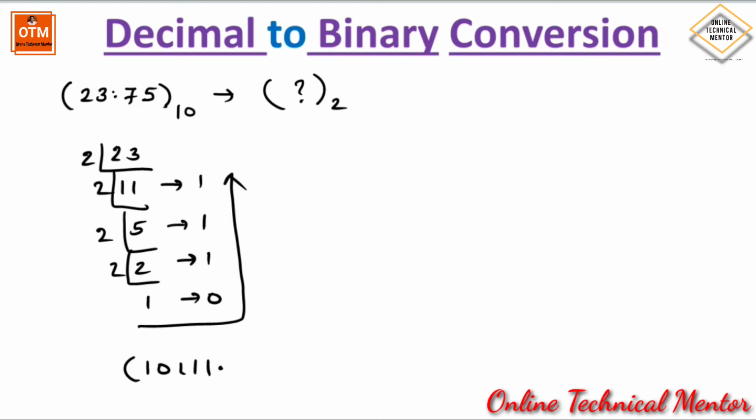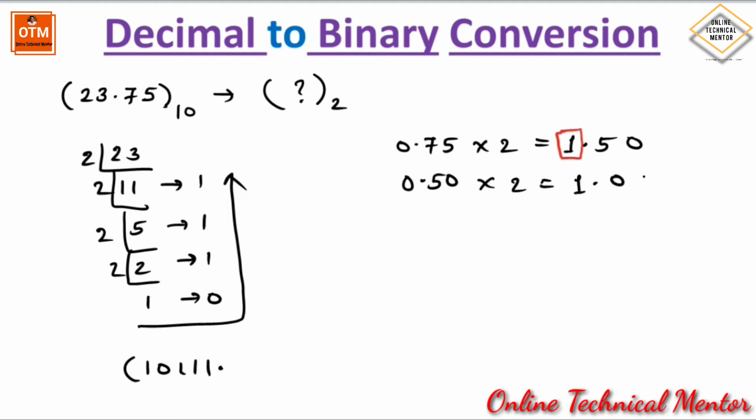Now for the second half of the decimal number, that is 0.75, write it down like this and multiply this number with 2, and the result will be 1.50. Ignore this integer portion and write down the remaining fractional part, that is 0.50. Again multiply this with 2 and you will get 1.00.